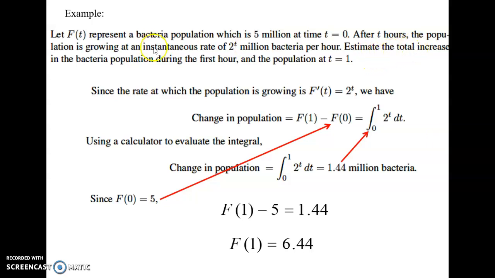It says estimate the total increase of the population during the first hour and the population at time equals 1. So the increase in the population during the first hour was 1.44 million bacteria, and the population at time equals 1 is equal to 6.44 million.